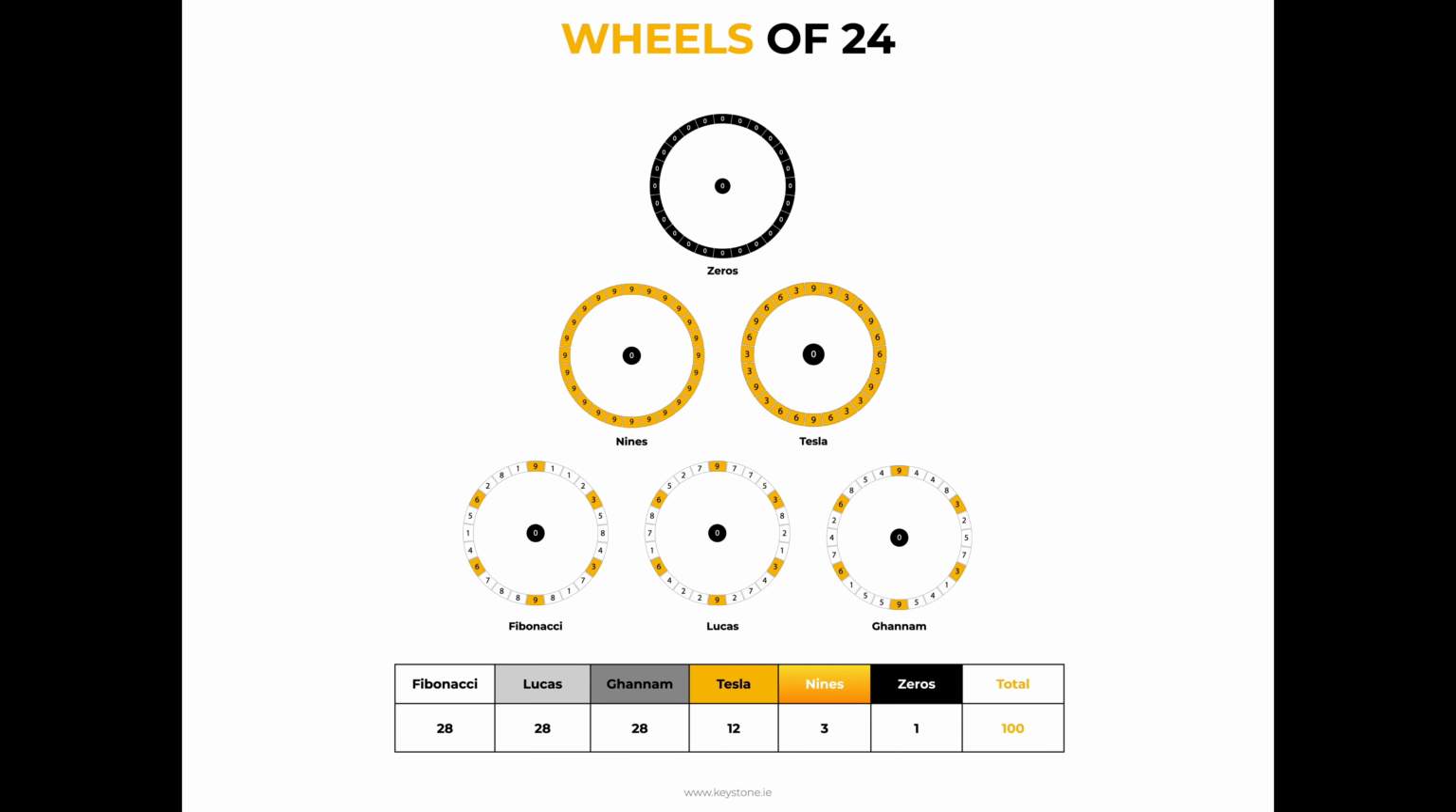And this is what our wheels look like. So here we have the wheel of 0s, only occurs once. We have a wheel of 9s, it's all 9s. We have a Tesla wheel, which is 33696639, 33696639. We have, of course, the famous Fibonacci wheel. We have a Lucas wheel and a GHANNAM wheel.